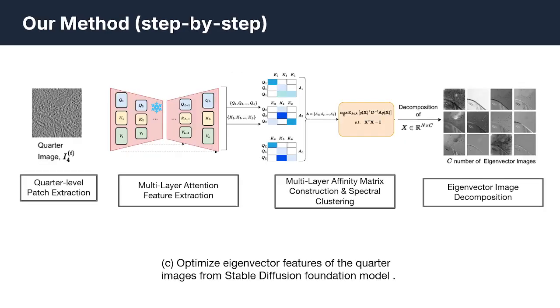We use Stable Diffusion Foundation Model to obtain the eigenvector features necessary for segmenting our training data, or the quarter images. To this end, we fed the quarter images to the pre-trained Stable Diffusion Model, extract features generated from query key matrices, concatenate these features across all attention layers, and form the multi-layer affinity matrix. Then we perform gradient descent-based spectral clustering to obtain the eigenvectors of the affinity matrix.